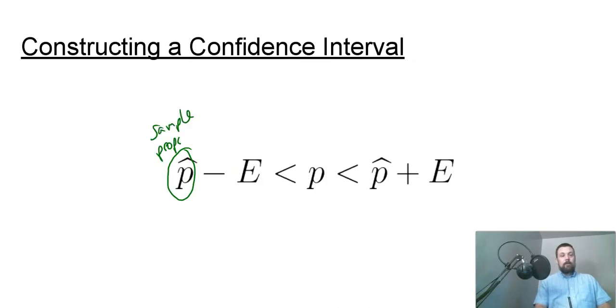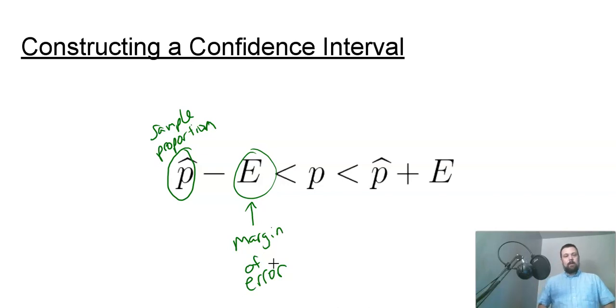Sample proportion, right? Minus E, which is something we haven't talked about yet. This is the margin of error, which you probably have heard of before. Whenever you see survey results, they like to give a margin of error, which these proportion problems are highly related to.